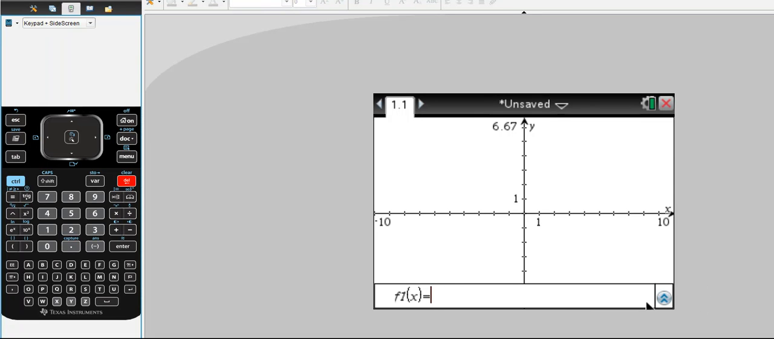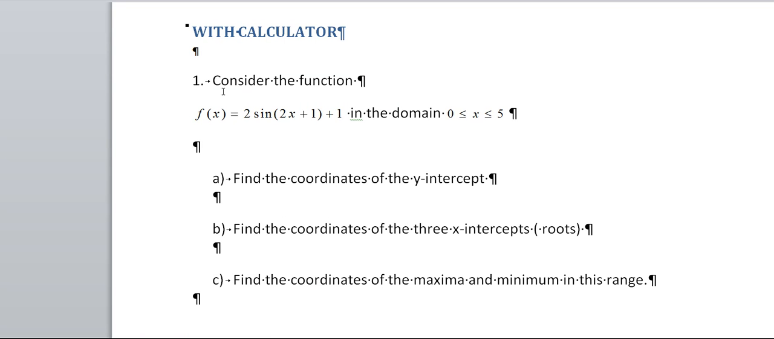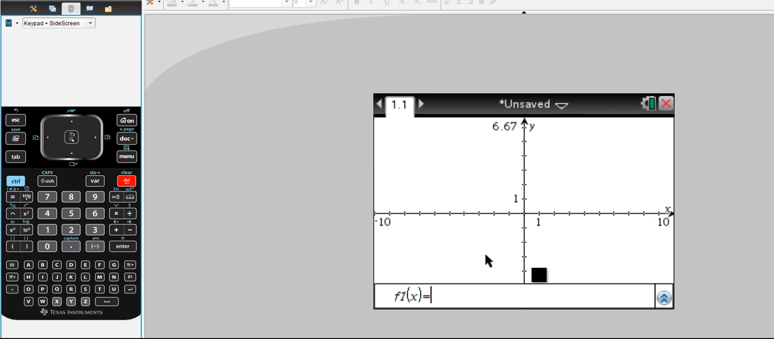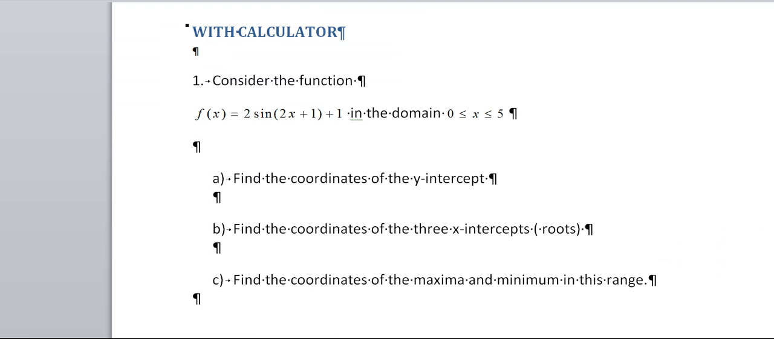Exercise 1. Consider the function f of x is equal to 2 sine within brackets 2x plus 1, plus 1 in this domain. Usually we work with the angles in degrees. This happened to be in radians, so we just have to make sure that the calculator is set up for radians. Let's start with, we have to draw the graph for this function.